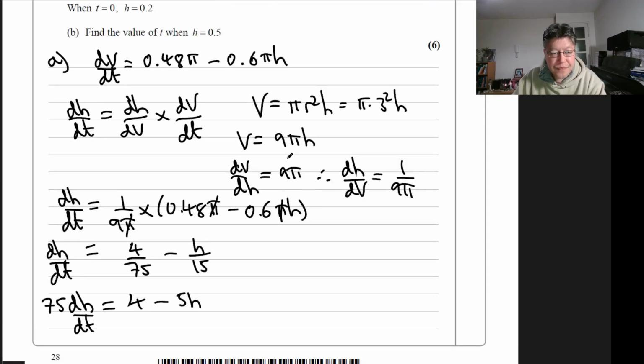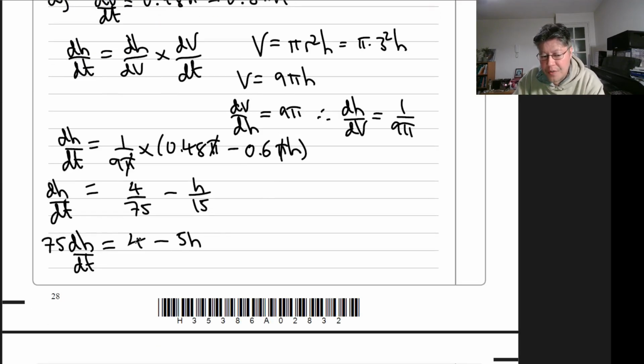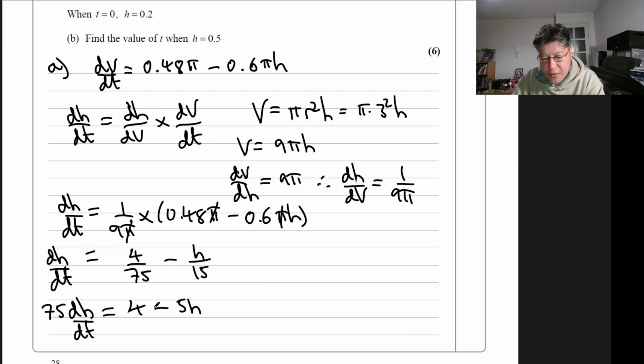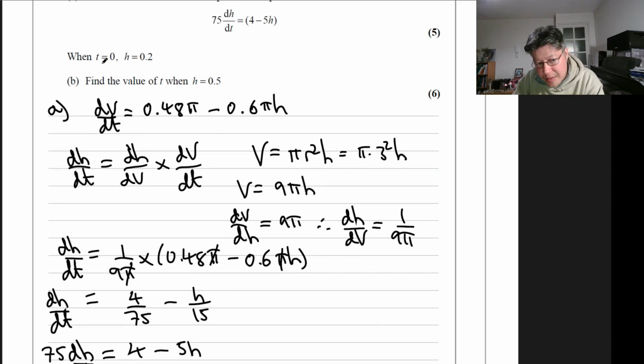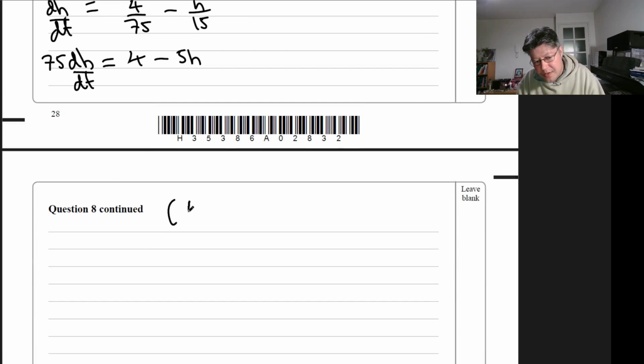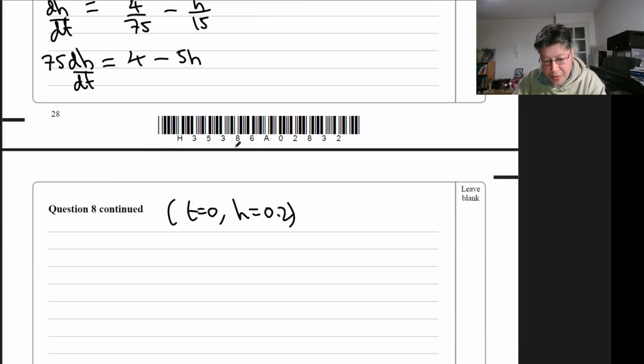So part B, we need to work out the value of t when h is 0.5. In order to do that, we have to first solve the differential equation. Once we've solved it, we can plug h as 0.5 in. When we solve this, we are going to get a plus c, so they've given us some information to work out the plus c. So t is 0 when h is 0.2, we'll jot that down. So when t is 0, h is 0.2, and then we can solve the differential equation now.